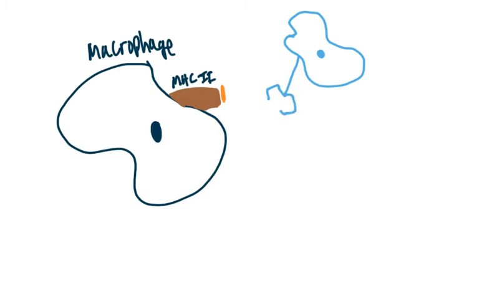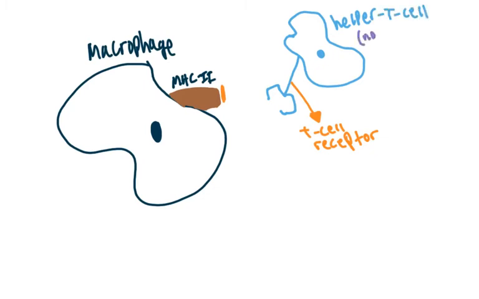All right, so this is going to be our T cell receptor here. T cell receptor. All right, and so what's going to happen is that this helper T cell is going to be floating around, and it's actually going to be inactive.